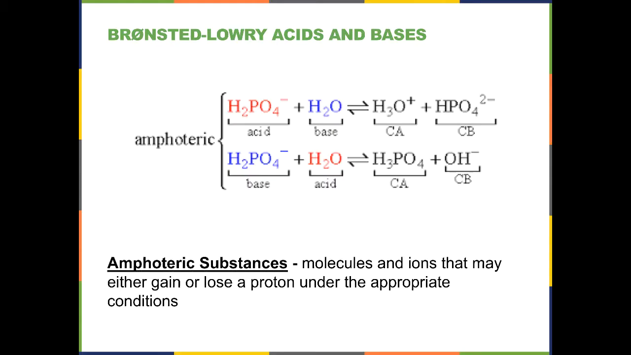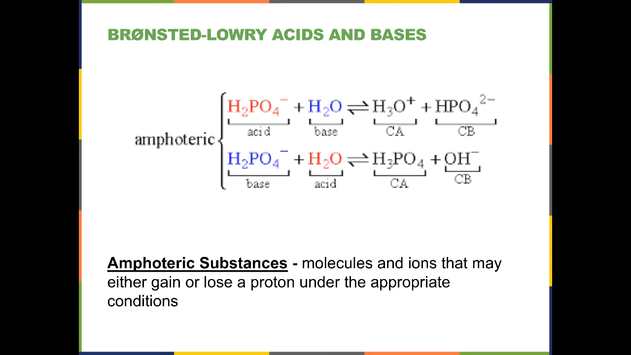Let's talk now about amphoteric substances. Amphoteric substances are molecules and ions that may either gain or lose protons depending on the conditions. So an amphoteric substance is a substance that can act either as a Bronsted-Lowry acid or a Bronsted-Lowry base.